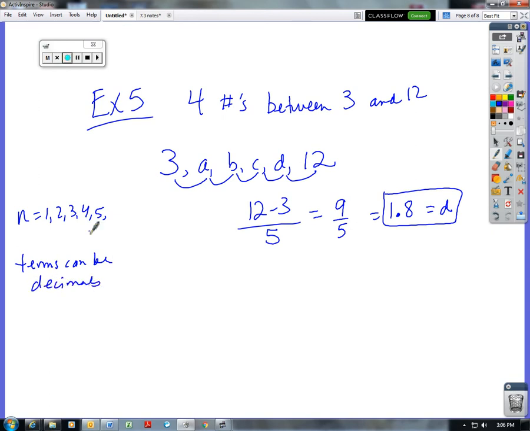The n's can't be decimals, because that's your count: first term, second term, third term, fourth term. We can't have a 1.3 term. That doesn't make any sense. So it is okay to have decimals elsewhere. Now we're just going to add 1.8 to 3, so that's 4.8. And then add 1.8 to that, and so on, and you'll get all your numbers.